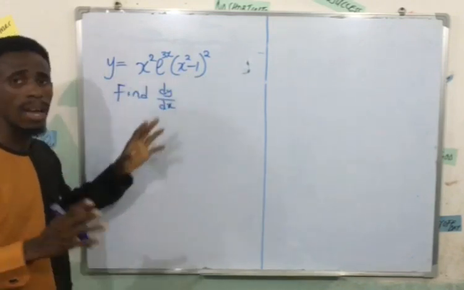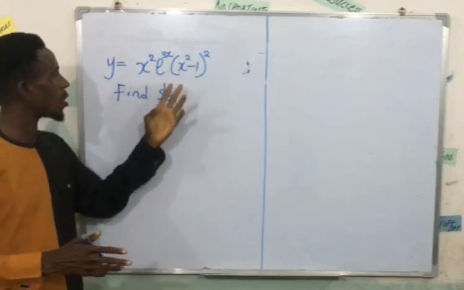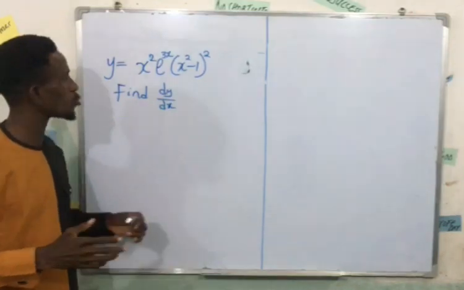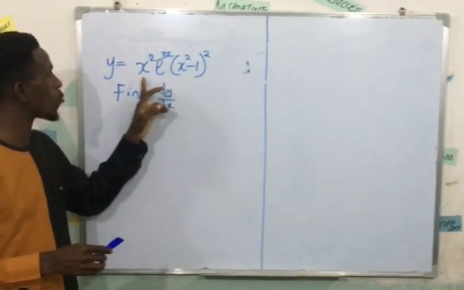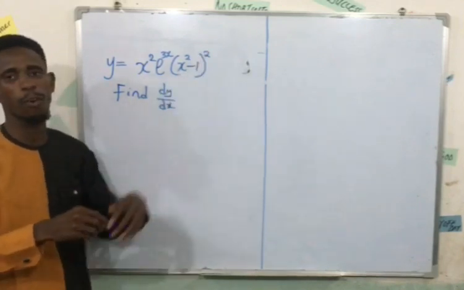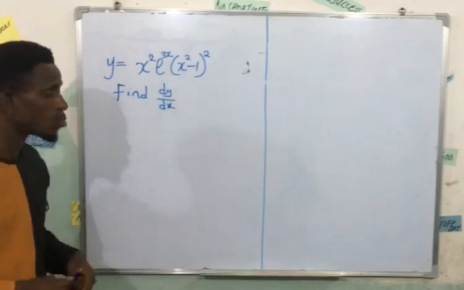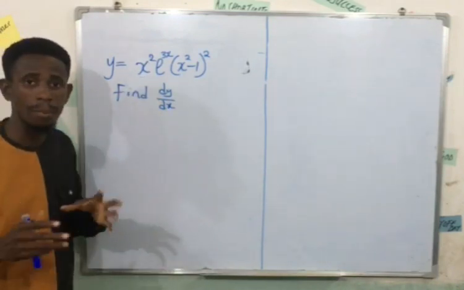Now if it were just two functions, I would have done the product rule. But in this case, it is more than just two functions. I have 1, 2, 3, and this third one is a function of a function. So you see, the same thing will still apply: you leave one constant, differentiate the other, but it's going to take time and cause confusion.